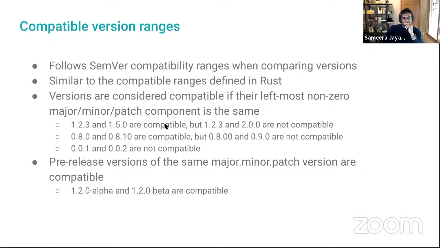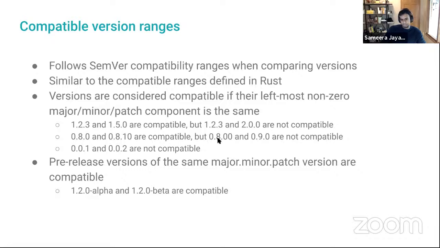So the idea is versions are considered compatible if their leftmost non-zero component is the same. I'll explain by examples. So here, let's say 1.2.3 and 1.5.0. We say these two versions are compatible because the leftmost non-zero is 1, right? Those are the same. So here 1 and 1, that's compatible. But here it's 1 and 2. It's not compatible. So in this example, the leftmost non-zero digit is 8. So that's the same, so we say it's compatible.